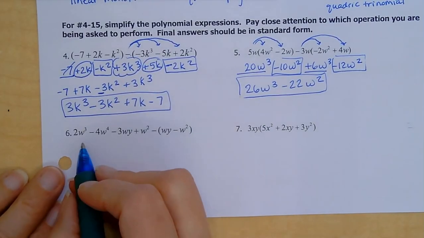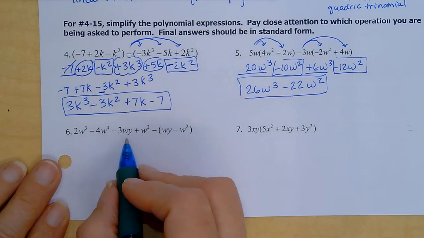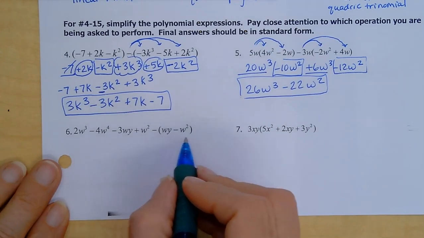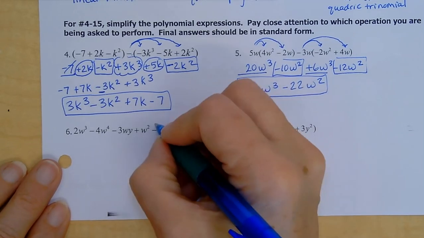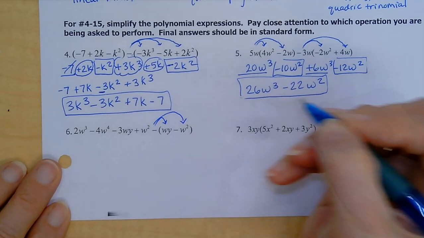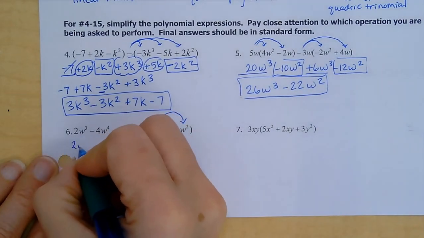Next, I have all of this: 2w cubed minus 4w to the fourth minus 3wy plus w squared minus, in parentheses, wy minus w squared. So the first thing I'm going to do is take care of that distribution of the negative sign so that I can get rid of the parentheses. I'll bring everything else down.